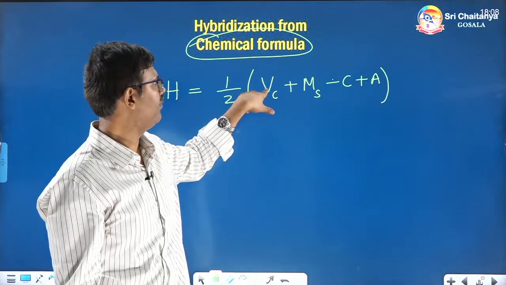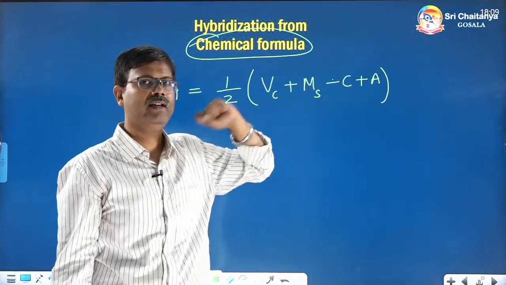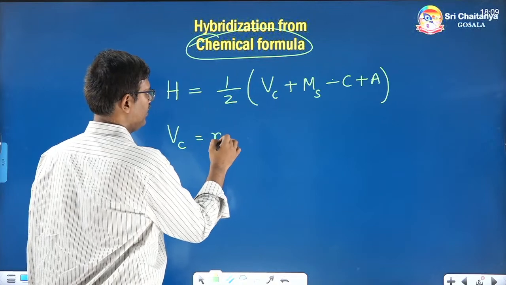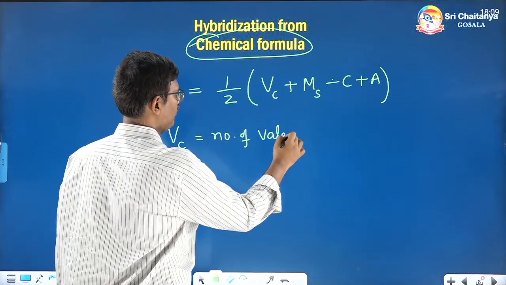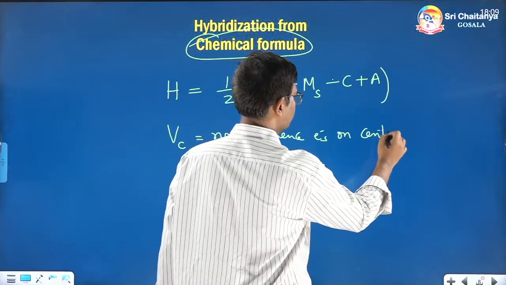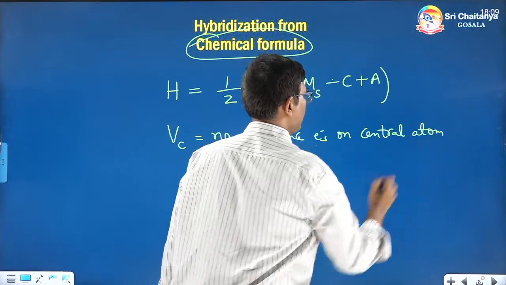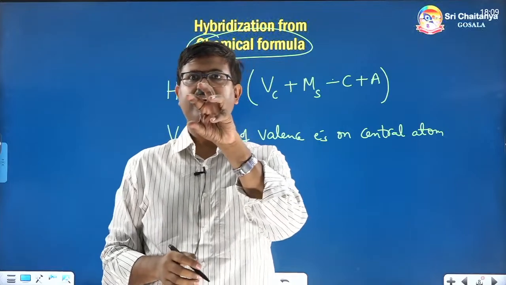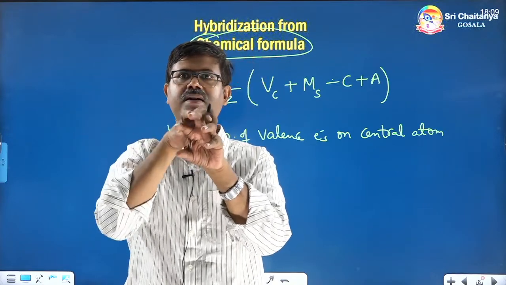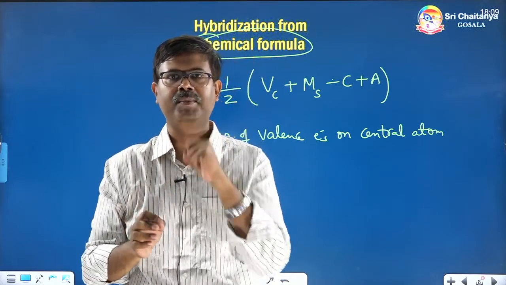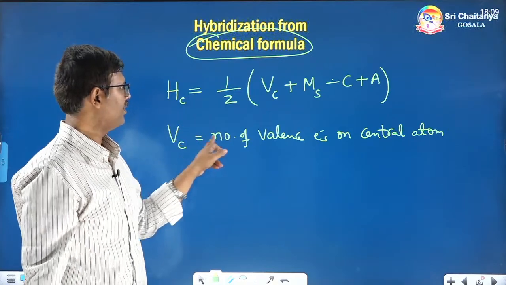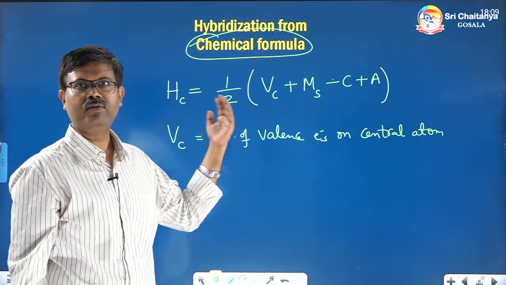Now here, what are the other alphabets? What is V, what is M, what is C and A? Now look here, VC. VC means the number of valence electrons on the central atom. Central atom means what? There is an atom at the center and some atoms are joined to it. We call this one the central atom. We have to find the hybridization of the central atom. So, valence electrons, how many are there? We have to count. I will tell you a shortcut on how to find it.